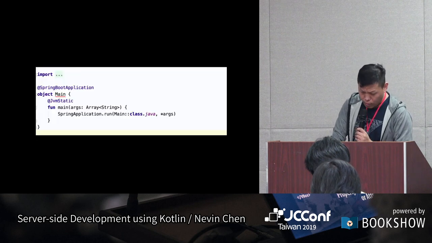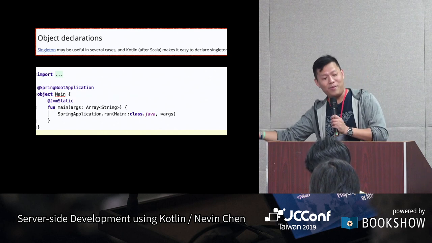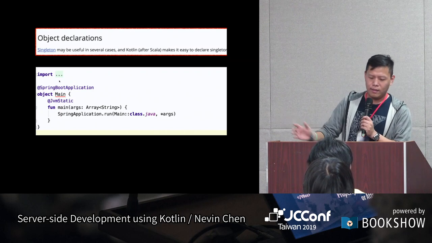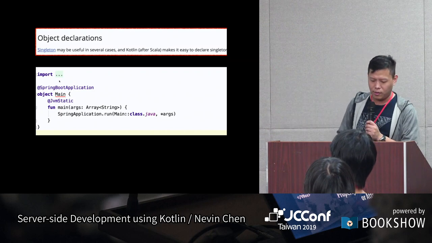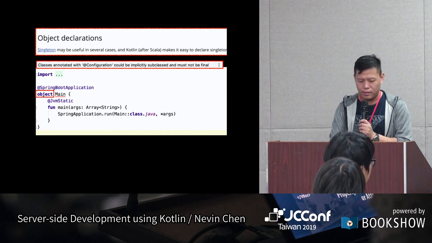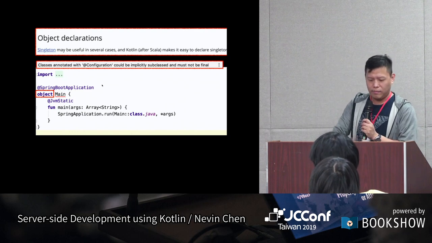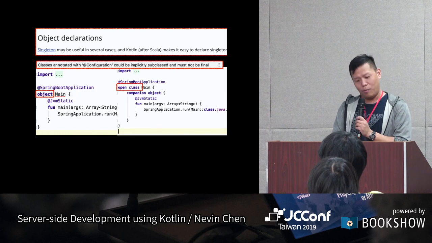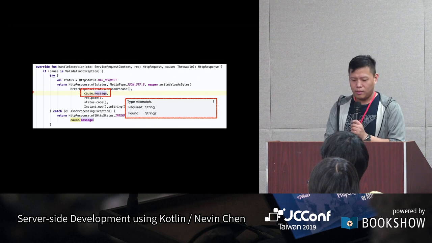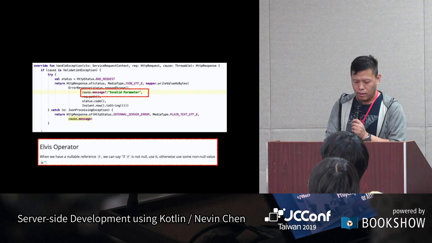So when I wanted to have a calling sample on Mario, I converted one of the samples. It says object Main, and for those who don't know, object is the way we say singleton in Kotlin. And it says class annotated with @Configuration. This annotation, SpringBootApplication, has an @Configuration in it, so it cannot be final. So I need to make it an open class. Here, I have an exception. It says type mismatch. It requires a String, and you give me a nullable String. So I need to, what happened?